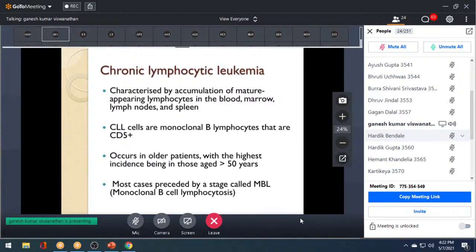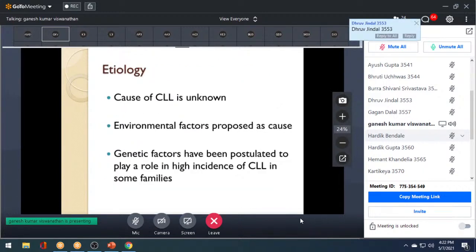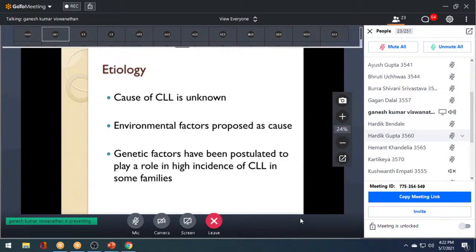So over a period of many years, MBL converts into CLL. This precursor lesion may not always be diagnosed in all patients, just because they are not picked up when the patient doesn't have any symptoms, and then the patient comes to the hospital only when he has symptoms. The exact reason or cause of CLL is unknown. A combination of environmental factors and genetic factors have been proposed, but as such, a single specific consistent factor is unknown.